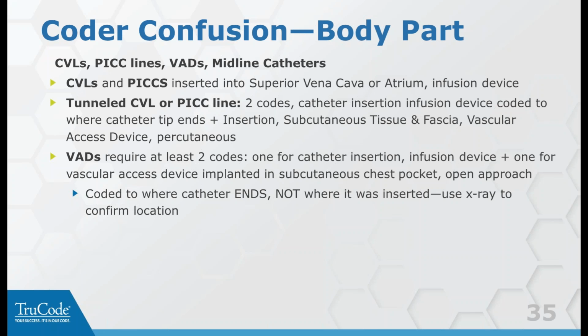Again, 2 codes are required, one for the catheter insertion. Again, similar to where the CVL and the PICC line are, typically that does reside in the superior vena cava or the atrium. But the vascular access device itself is going to be put 99.9% of the time in a subcutaneous chest pocket, and that will be coded to an open approach rather than a percutaneous approach. With all of these devices, again, you're typically going to have an X-ray to confirm the location of that catheter so that you know how to code it.